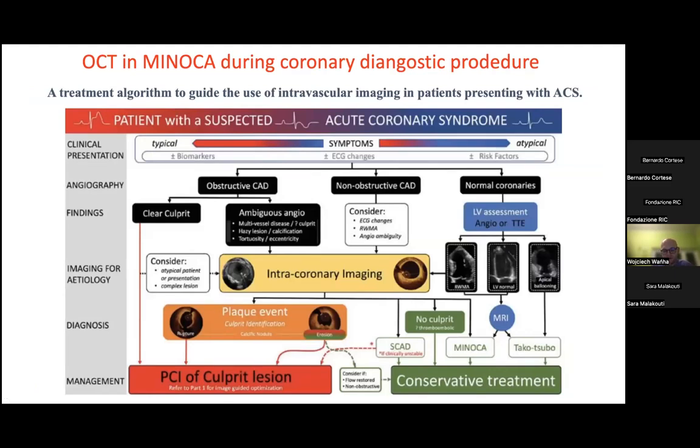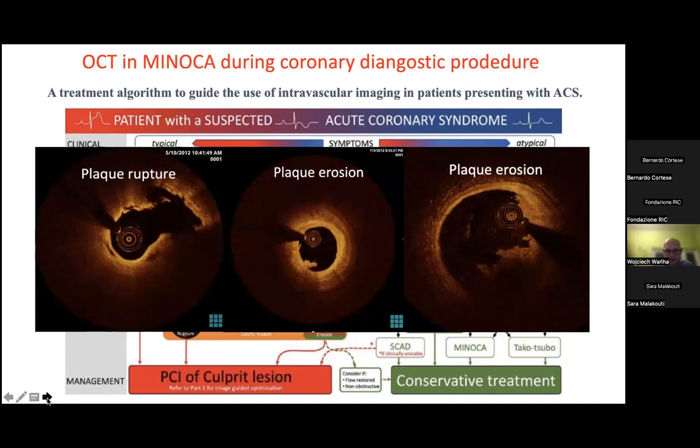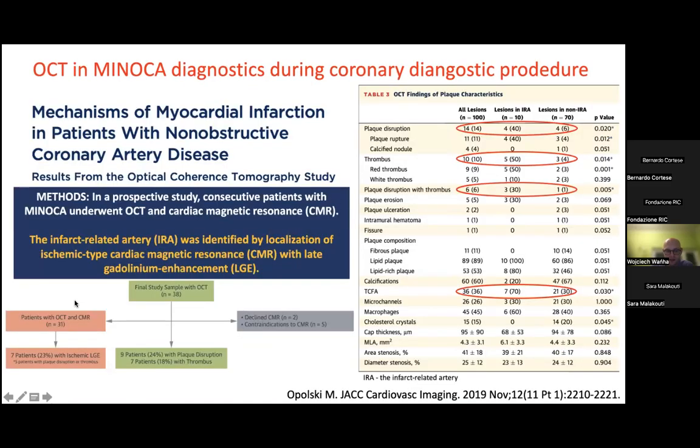The OCT is not the only tool to help to perform the PCI. It is also an important tool to assess patients with MINOCA, to find and to understand the lesion in patients with MINOCA, and to understand where the target lesion and target vessel responsible for myocardial infarction is. So this is quite an important point to assess patients with MINOCA. So what can we find in patients with MINOCA when we have non-obstructive coronary artery disease? We can find plaque rupture or plaque erosion in that vessel.